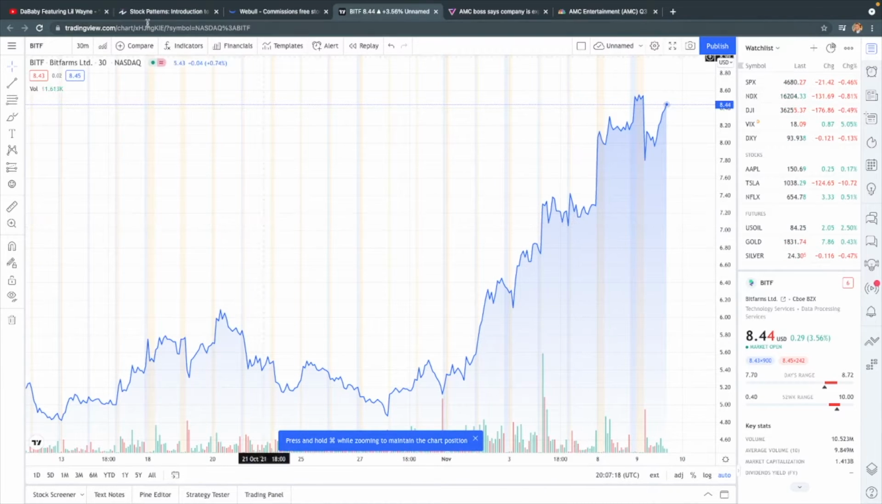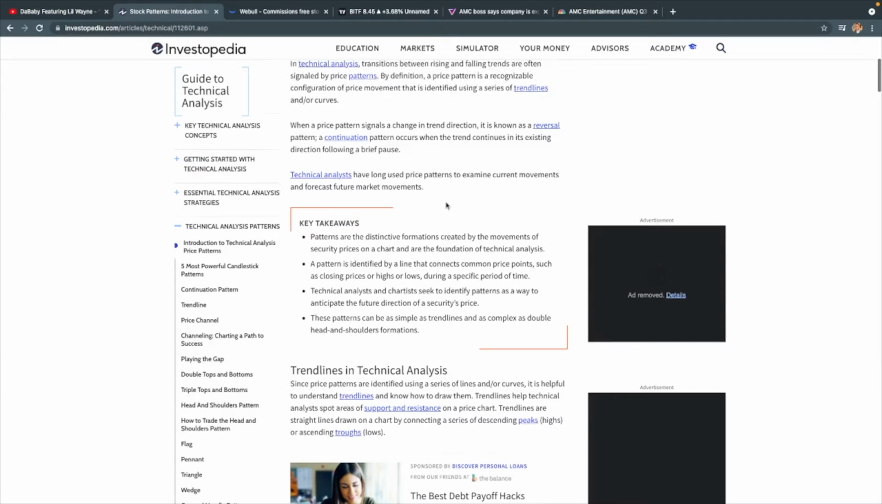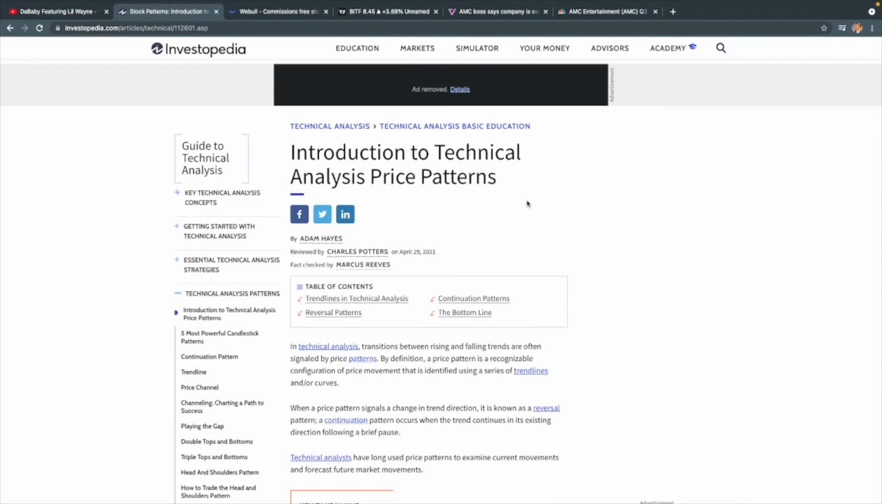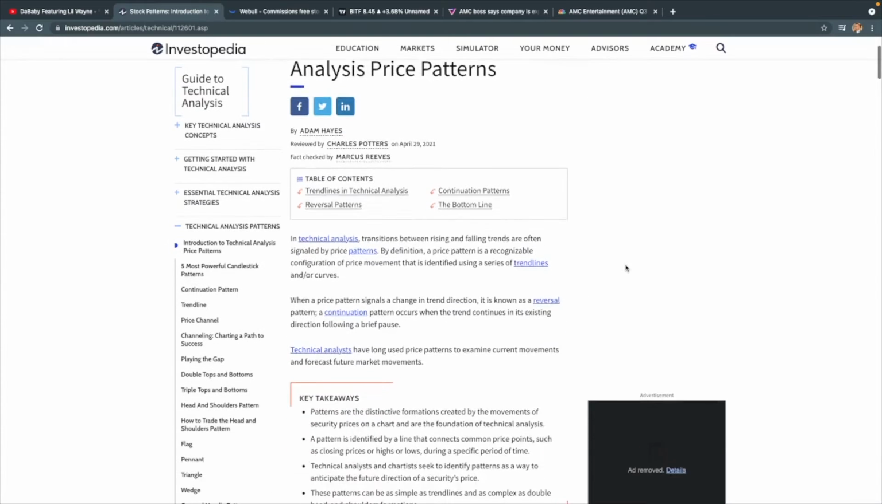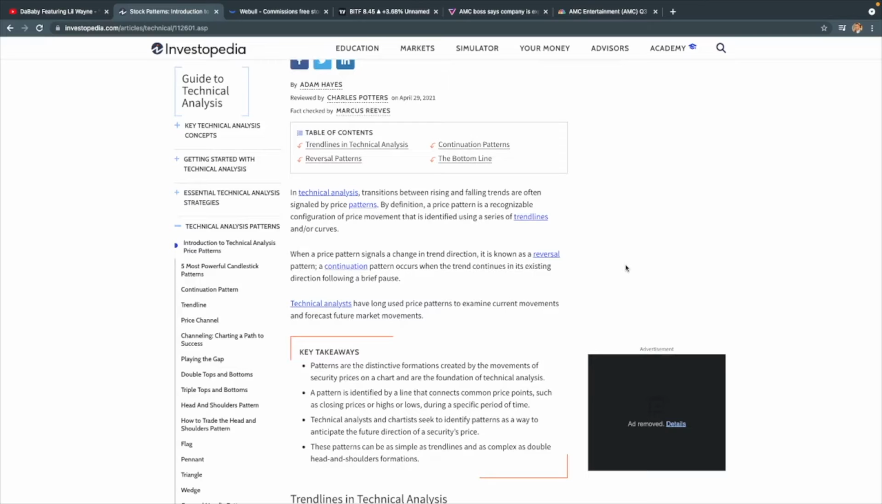Let's go over to this Investopedia part right here. This is an introduction to technical analysis and price patterns. It should be about a 10-minute video, so nothing crazy. So in technical analysis, transitions between rising and falling trends are often signaled by price patterns. By definition, a price pattern is a recognizable configuration of price movement that can be identified using a series of trend lines or curves.